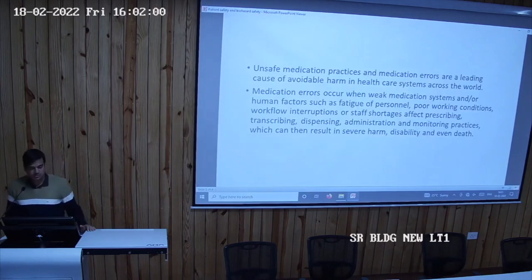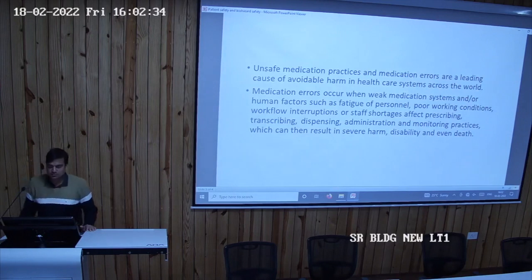Unsafe medication practices and medication errors are a leading cause of avoidable harm in healthcare systems across the world. Medication error occurs when weak medication system and or human factors such as fatigue of personnel, poor working conditions, workflow interruptions, or staff shortage affect prescribing, transcribing, dispensing, administration, and monitoring practices, which can then result in severe harm, disability, and even death. The point is unsafe medication practices and medication error. So I'll go for the second point, that is medication error.